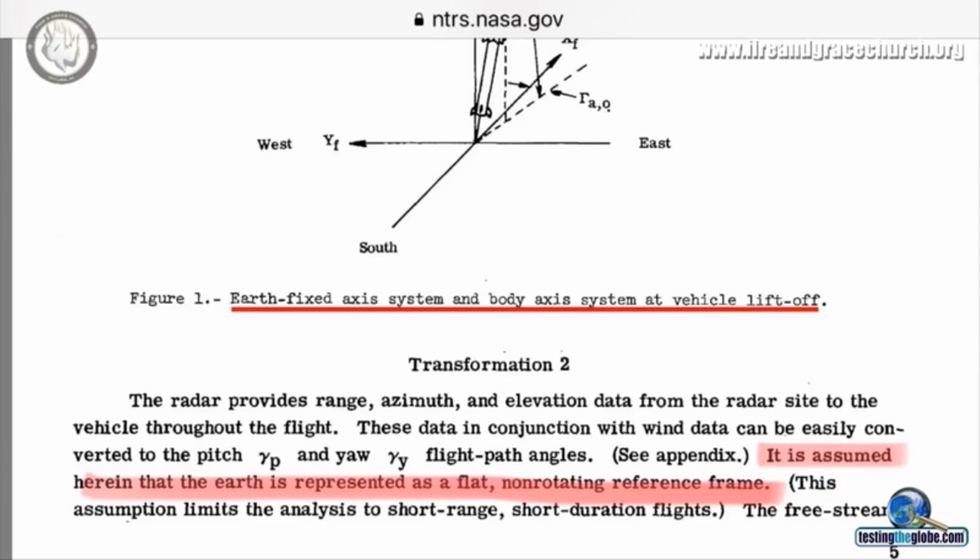It is assumed herein that the Earth is represented as a flat and non-rotating reference frame. Why would it be assumed that the Earth is represented as a flat, non-rotating reference frame? I'm blown away, but this Earth fixed system is interesting here. Isn't it supposed to be spinning, tilted, orbiting, flying through the universe?